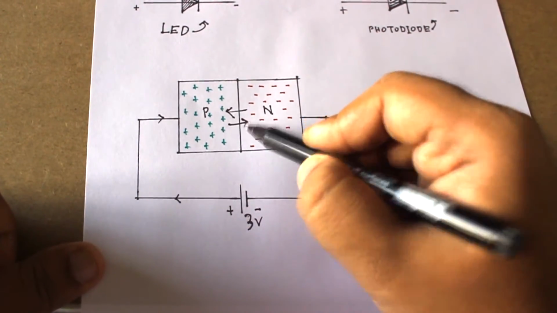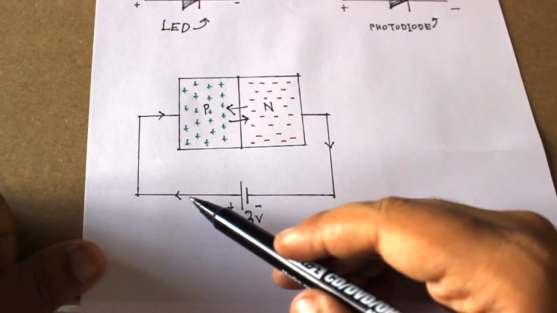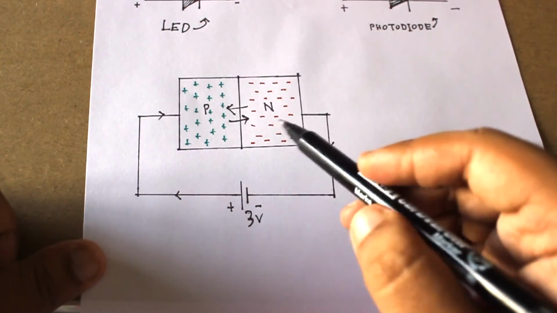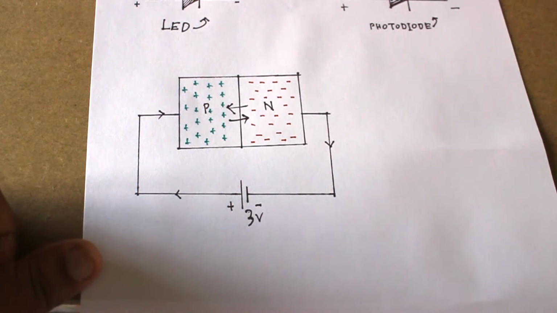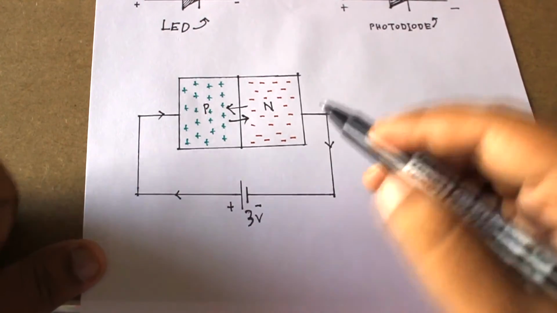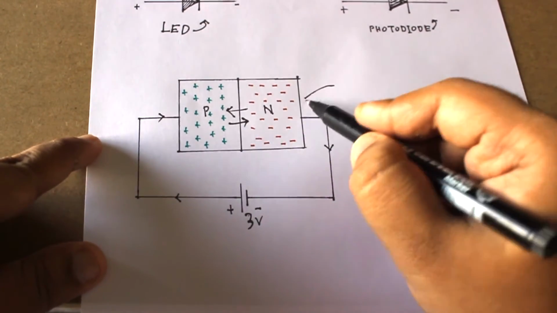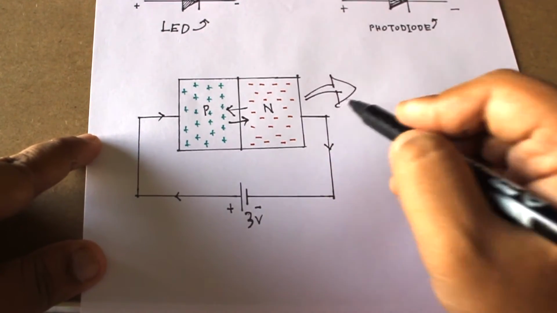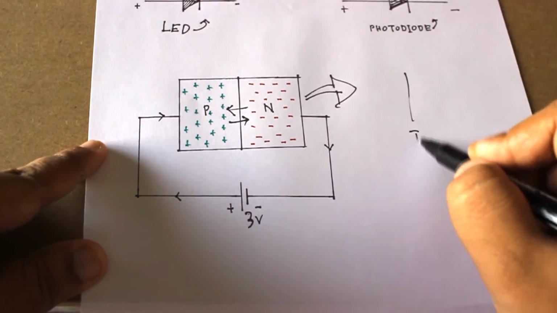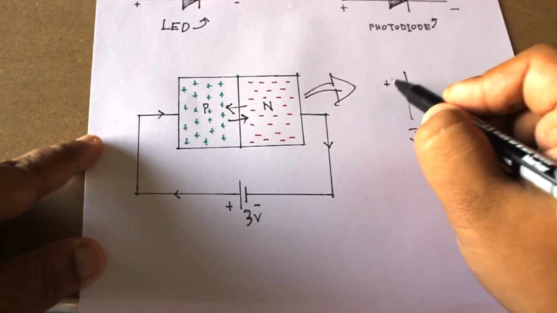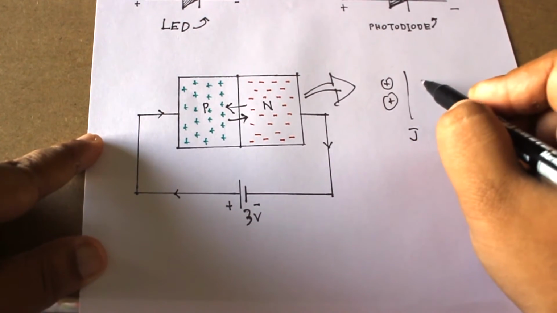So a current will start flowing through the diode in this orientation and the electron flow in this orientation, because we know that the current flow direction is opposite to the electron flow direction. Now if we concentrate in this junction area, then it will look like this. So this is the junction. These are the electrons of N-type and these are the holes in the P-type.